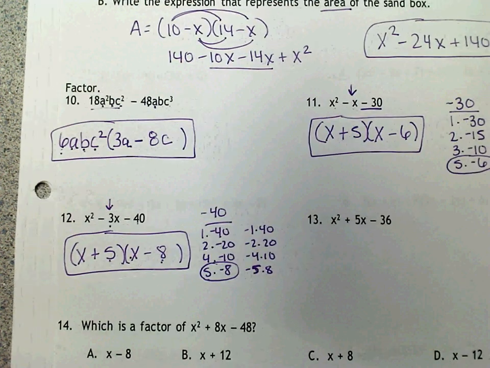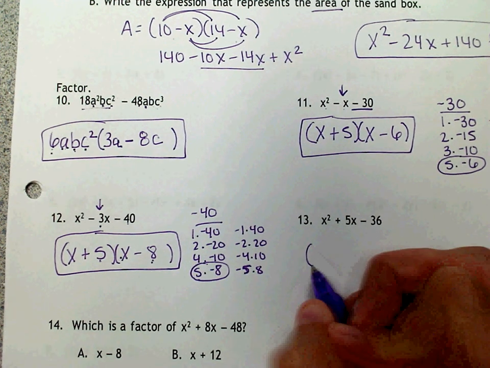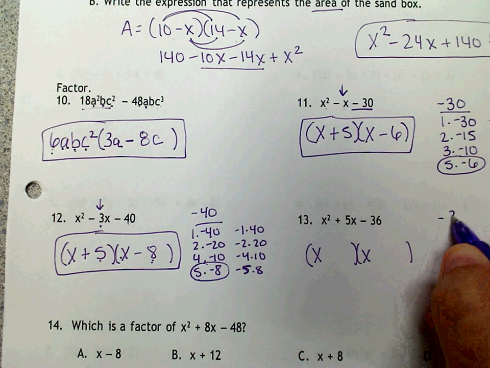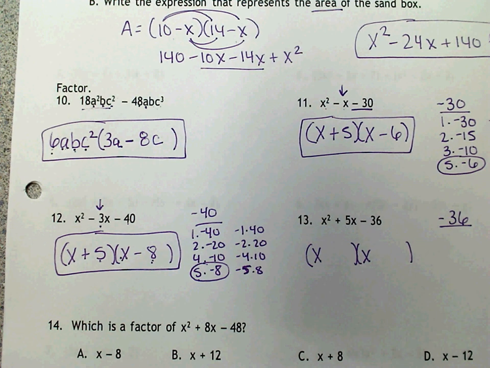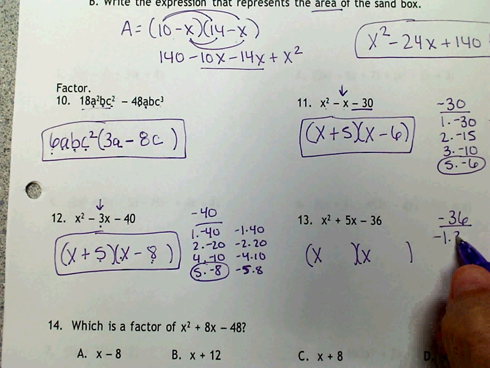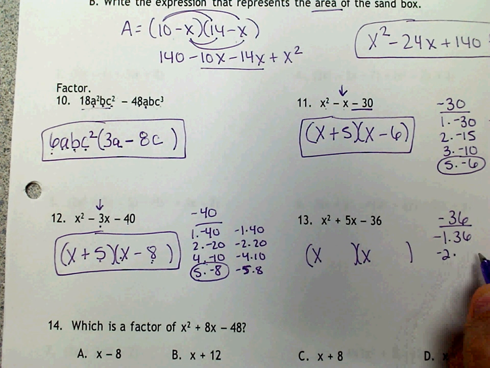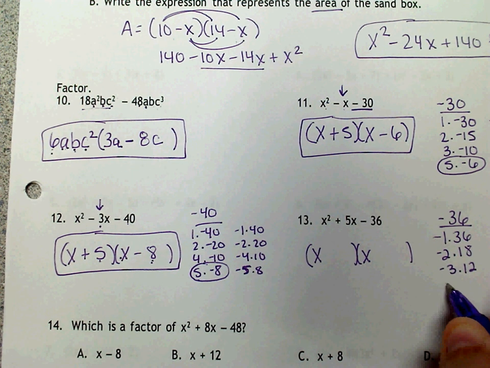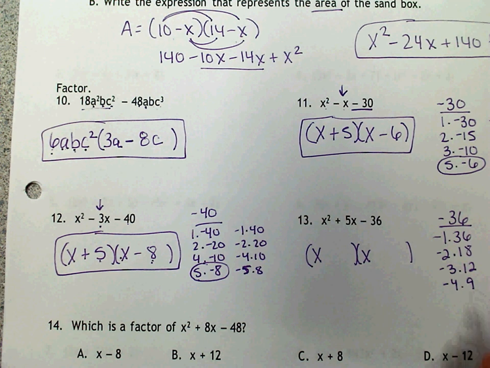Okay, and then 13, same thing. Do my two sets of parentheses, x and x, and I'm looking for factors of negative 36, so I can go to my calculator, I can type that in, and go to my table. So I have negative 1 and 36, I have negative 2 and 18, negative 3 and 12, negative 4 and 9, and then negative 6 and 6. And I can repeat those.